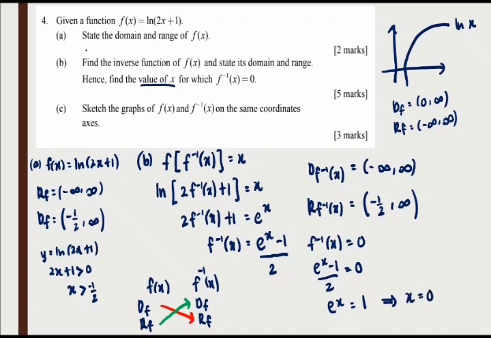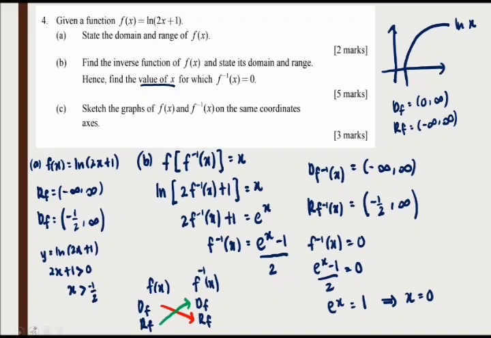So that is for part B. Okay, so we have already obtained the value for x when f inverse of x equals 0. Now to sketch this graph, always remember that just now I already told you that this is the basic graph of ln x.